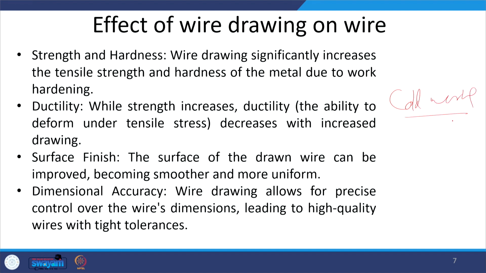If you go for a hot process, then the increase in strength and drop in ductility will probably be limited, the surface finish will be poor, and the dimensional accuracy will also be less because of the variation in thermal expansion and contraction, increased oxidation tendency, and reduced work hardening effect at a higher temperature above the recrystallization temperature.